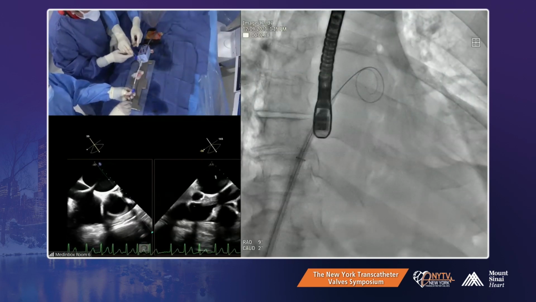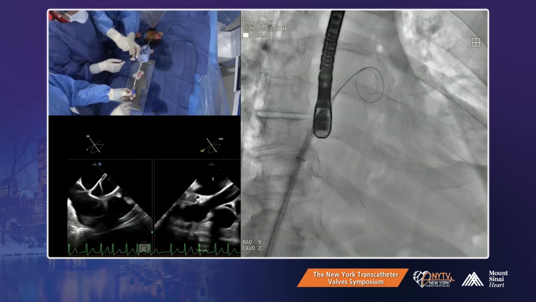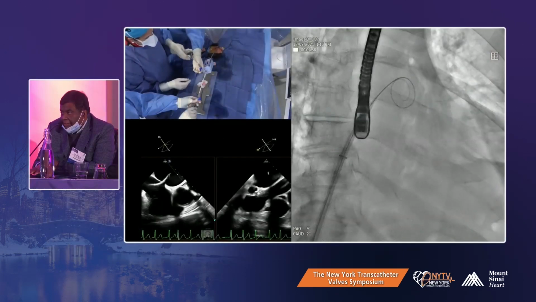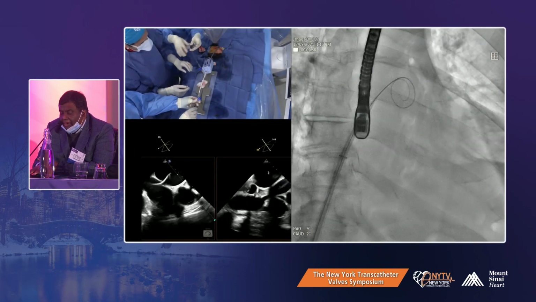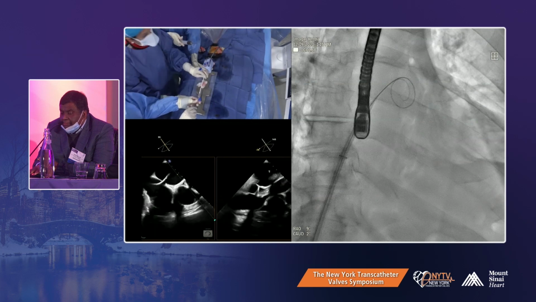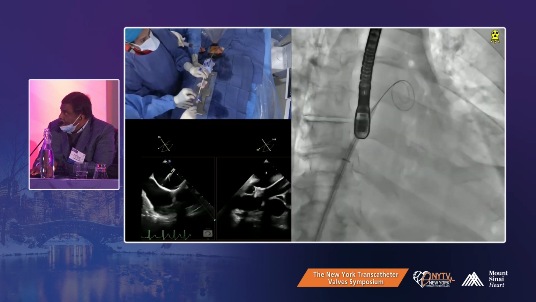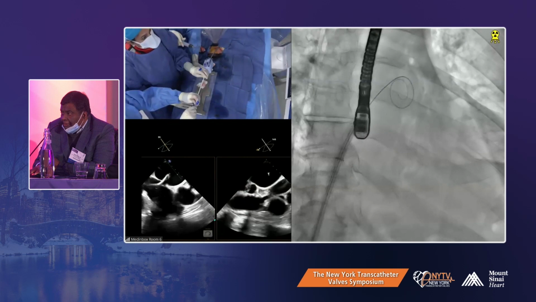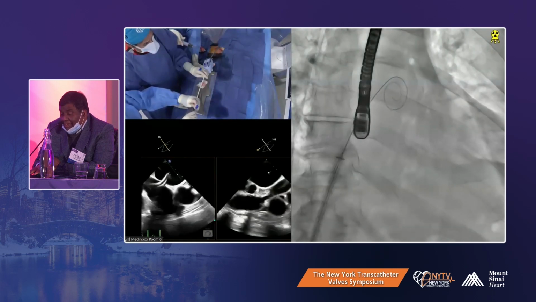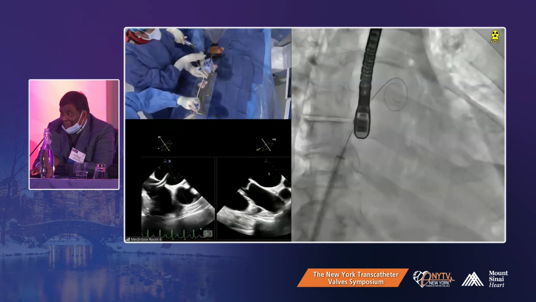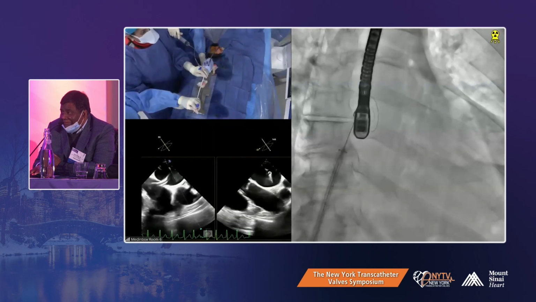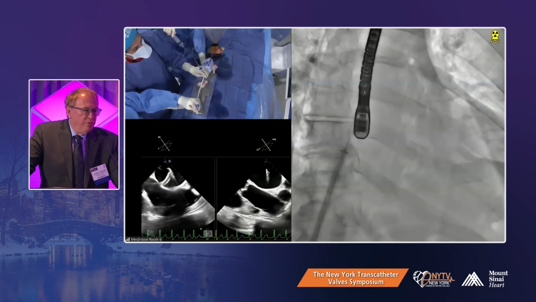What I personally do is park the wire in the left pulmonary vein. When you park the wire in the left pulmonary vein, the wire is perpendicular to the septum. Walking the dilator out, the trajectory is very good. Initially, it was in the left pulmonary vein.